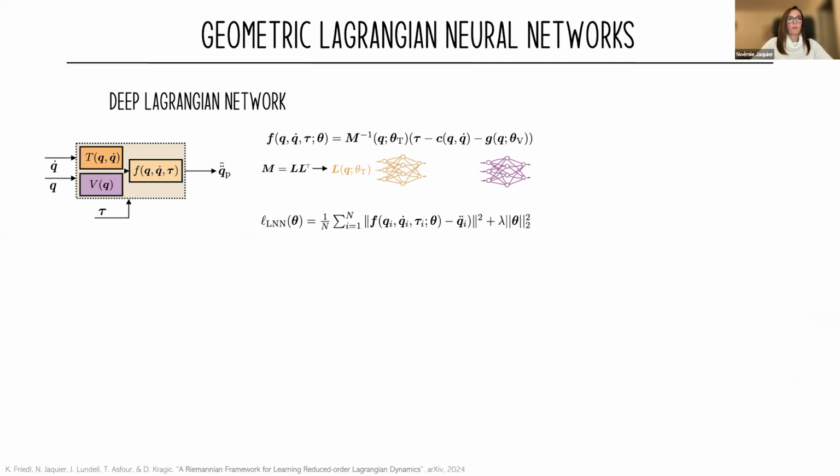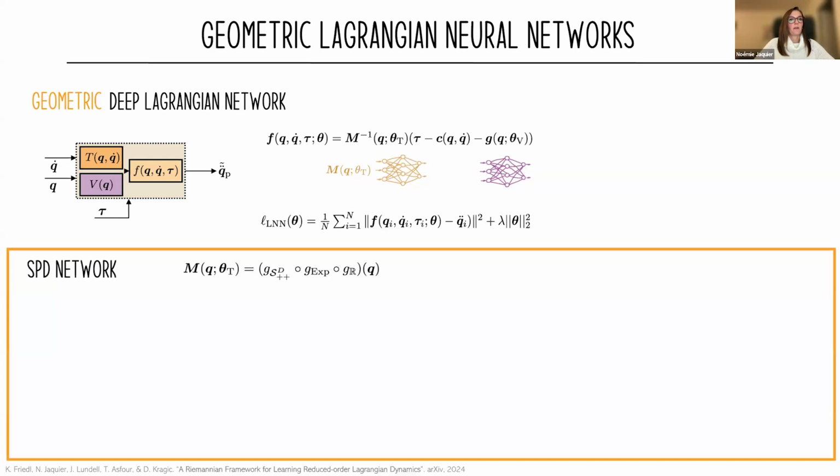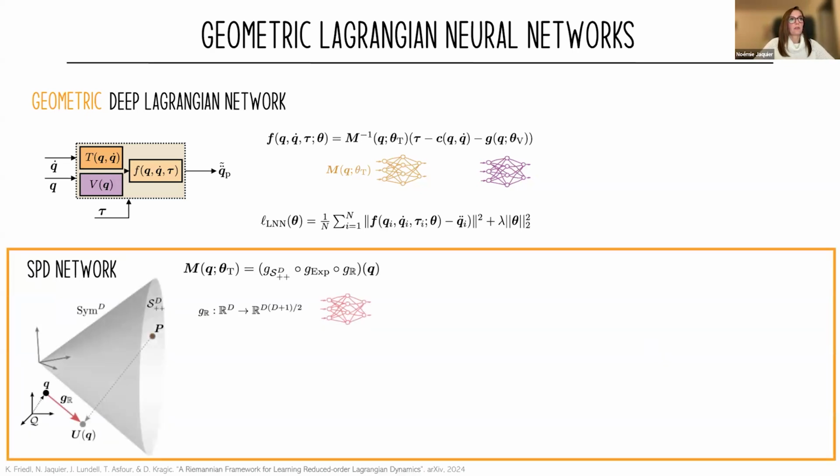So what we can do to improve those Lagrangian neural networks is to introduce geometry from the side of the mass inertia matrix. And instead of having a Cholesky network, we have a symmetric positive definite network. So the idea here is that we have a neural network which is composed of three parts. The mass inertia matrix is a function of the joint position, right? So the first part of the network is a simple MLP, which maps the joint position towards a symmetric matrix, which is still Euclidean.